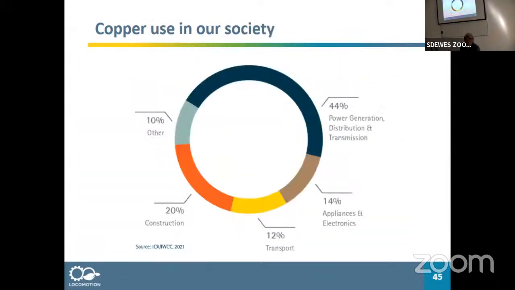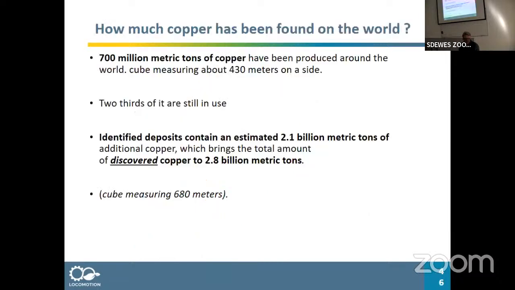Mainly we use it for power generation and distribution in our power grid system, and we use it in our electronic appliances, like your laptops. There's a good amount of copper there. We use it in the transport sector and also in construction.